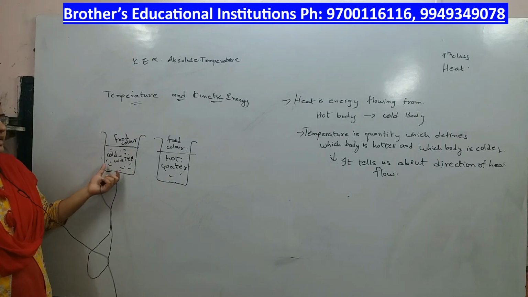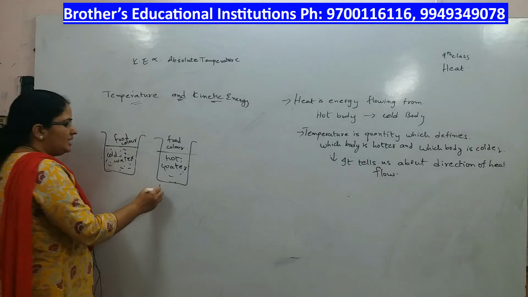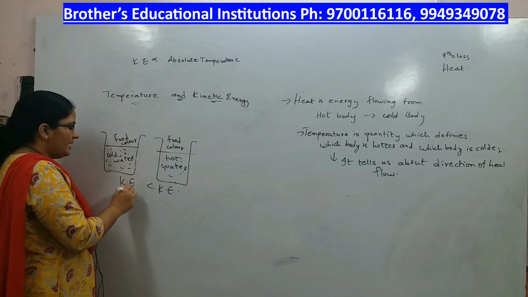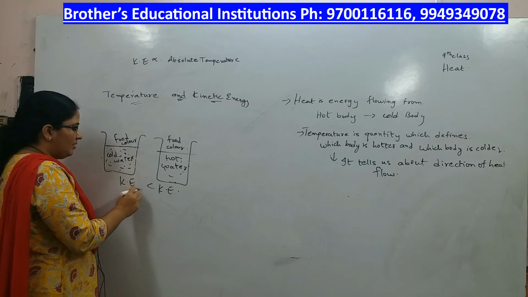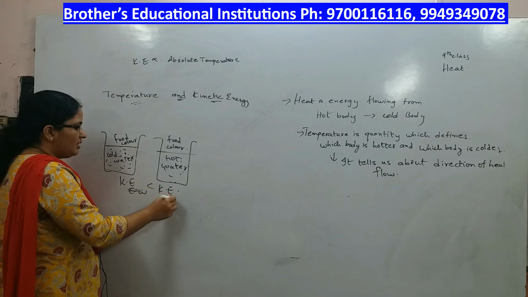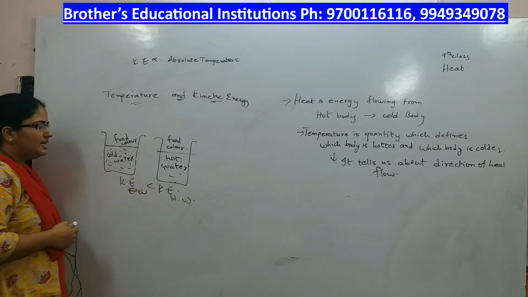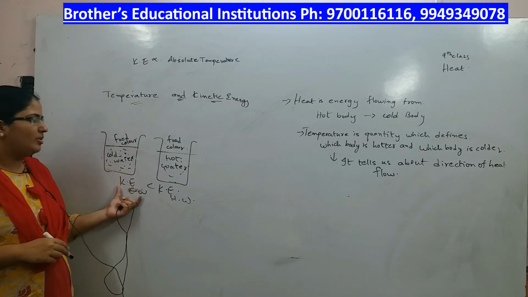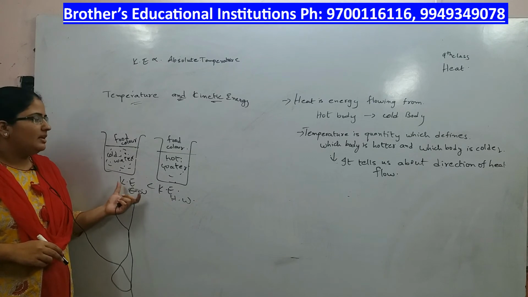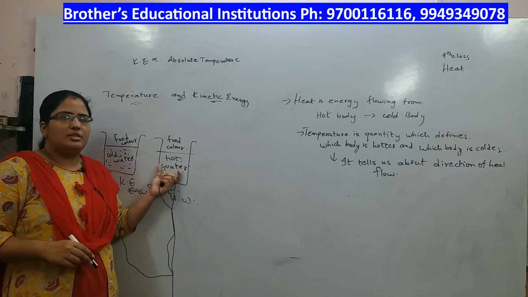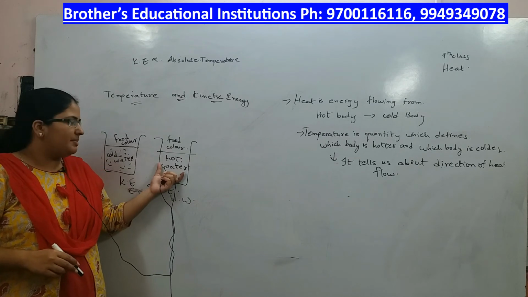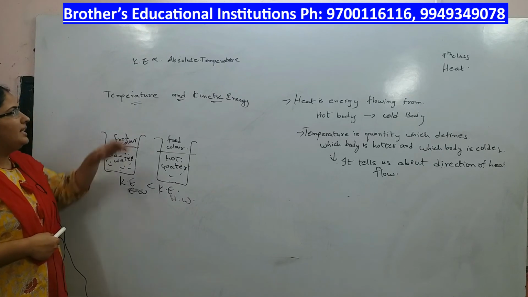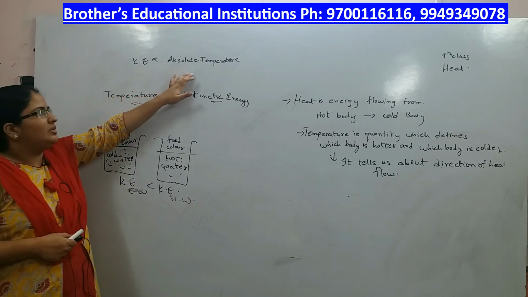in the cold water. That is, the particles of hot water have greater kinetic energy when compared to the particles of cold water. This is cold water and this is hot water. The kinetic energy of the particles of hot water will be greater than the kinetic energy of the particles of the cold water, because of which the food color particles in the hot water spread much faster. Now this shows that kinetic energy is directly proportional to the absolute temperature.